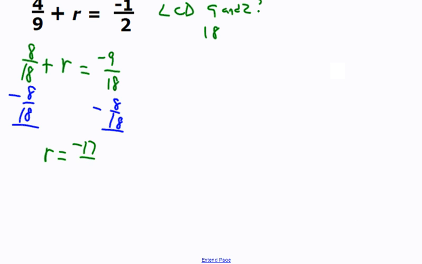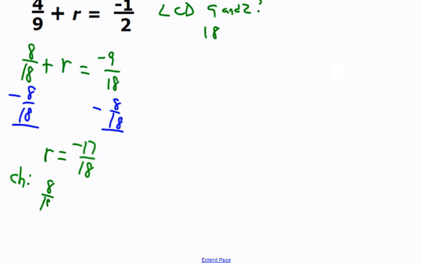Negative 17/18. Now we'll check it. Now I'm going to leave, when I'm doing my check here, since I really want to know if this works, I'm going to have 4/9 and negative 1/2 in there with their denominators of 18. That's okay to do, and really it's necessary to do that.